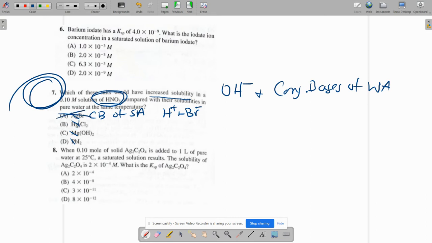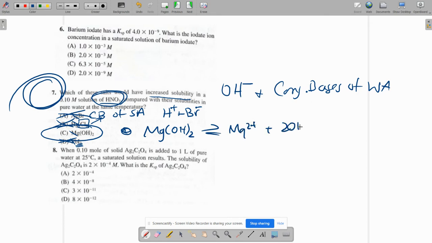Same thing with B, because you have that chloride, also a conjugate base of a strong acid. So it's just not going to be affected by pH. Same thing with D, because this one has the I minus. So it looks like our winner is Mg(OH)2. Thinking about that equilibrium, okay, it would look something like this.